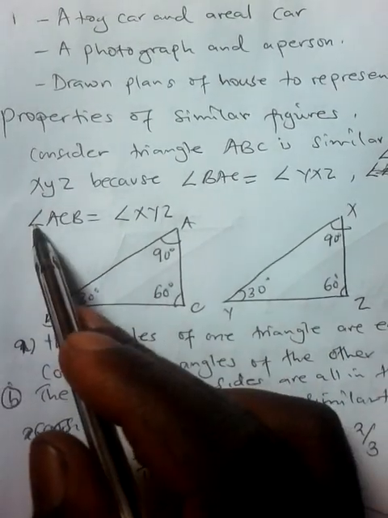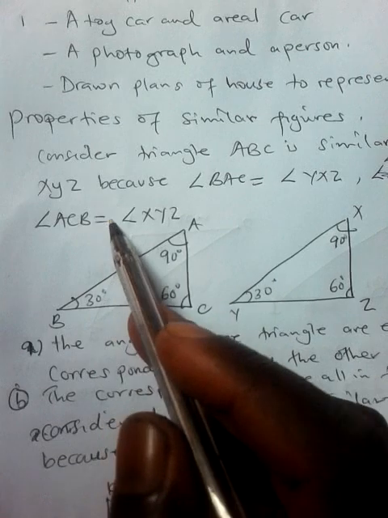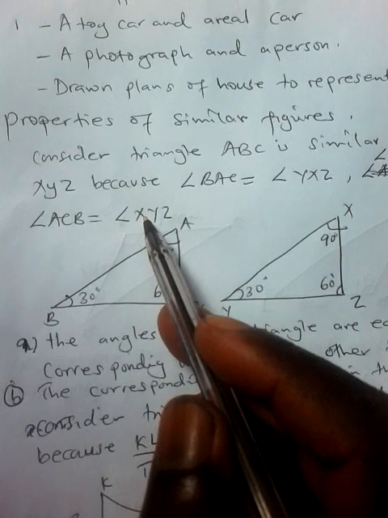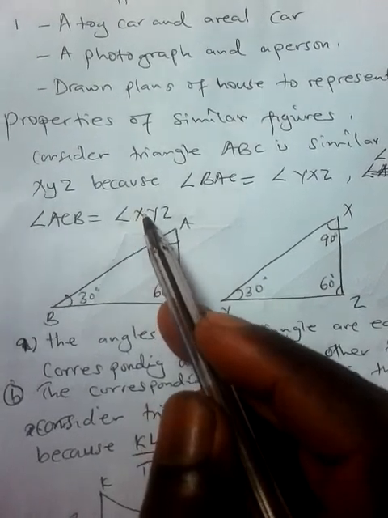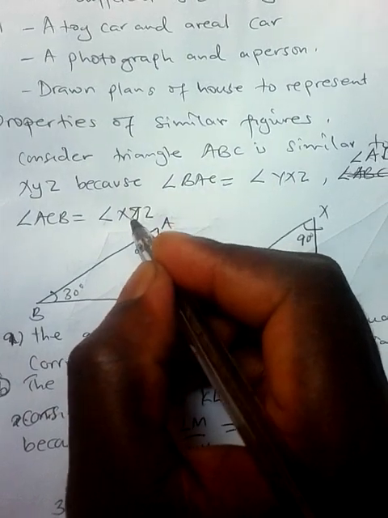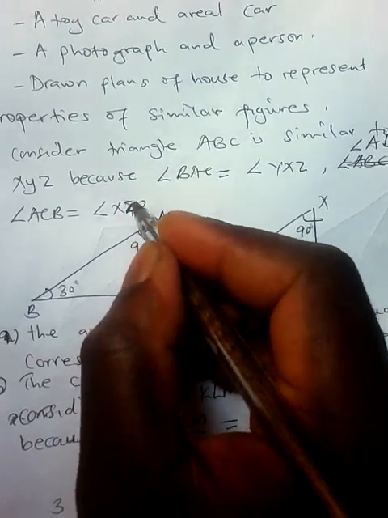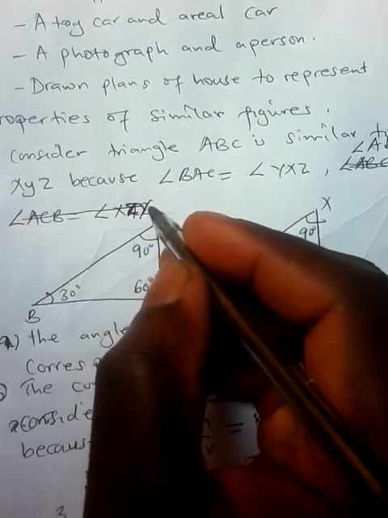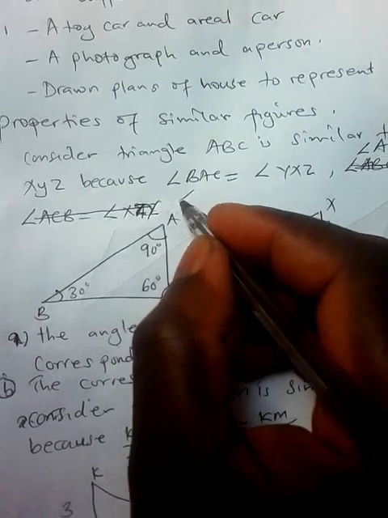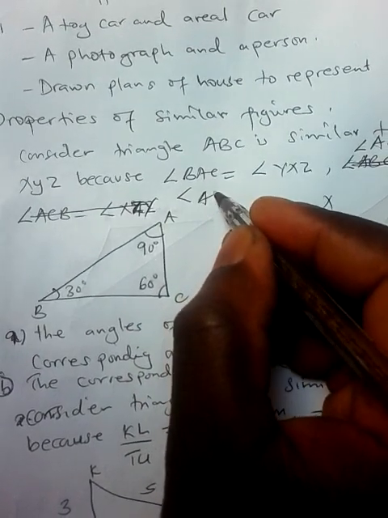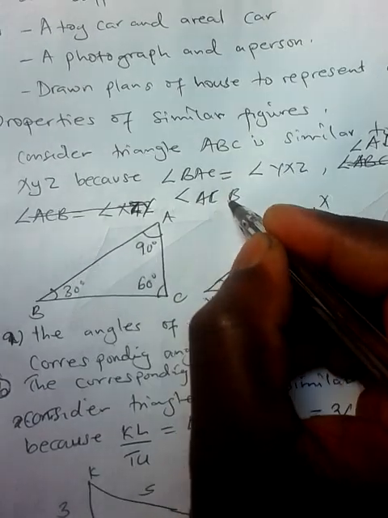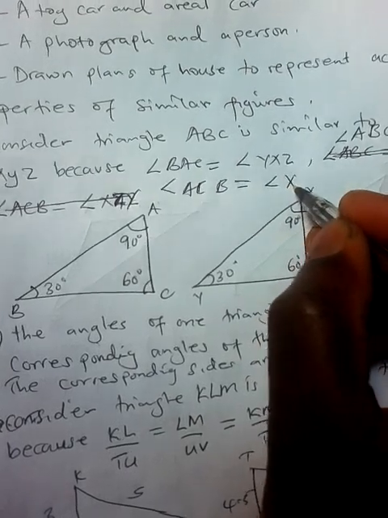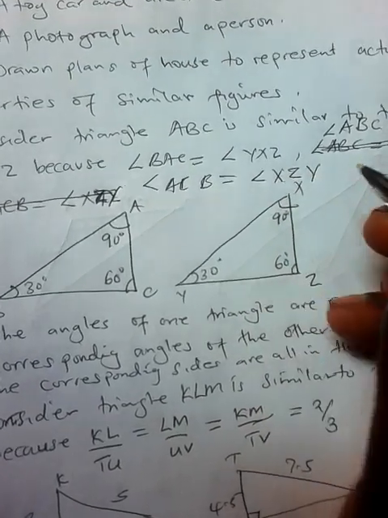So angle ACB is equal to angle XZY. It is not XY, it is XZY. So to correct this clearly, angle ACB is equal to angle XZY accordingly.